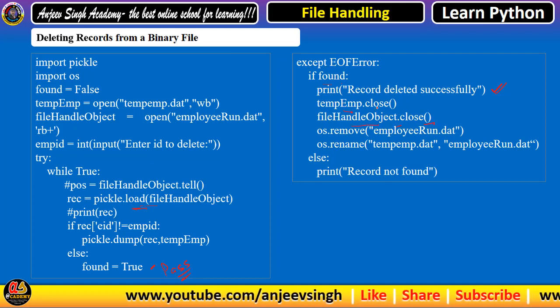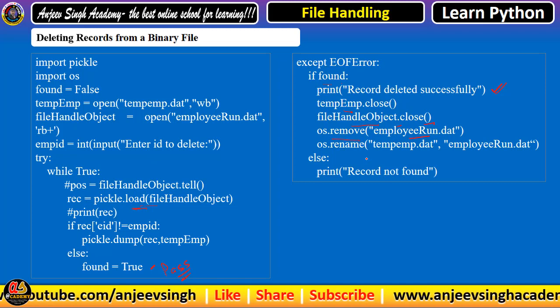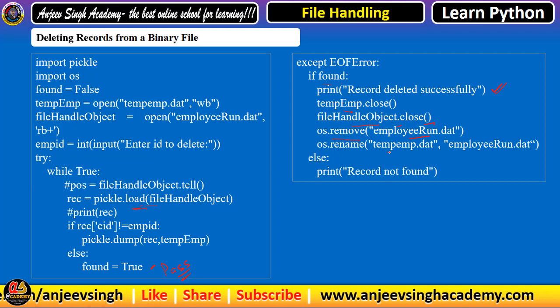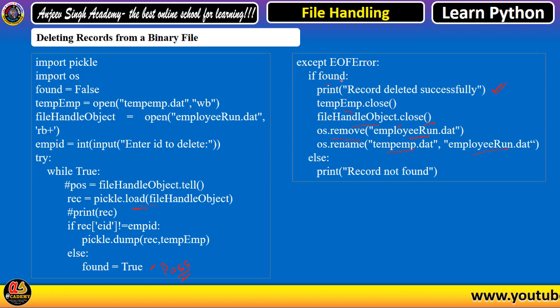Okay, both files get closed, and then I'm going to remove the employee run file. And after that, I am changing the name of the temporary employee file to the employee run. And at last, else, if the record is not found, then I'll show the record not found message. So the same program I am going to show in Python.